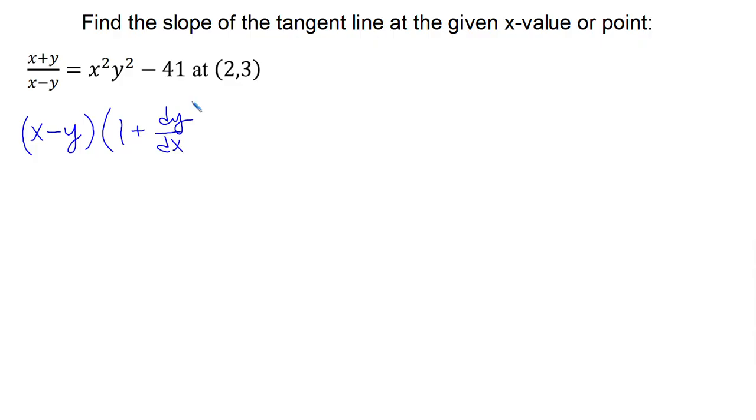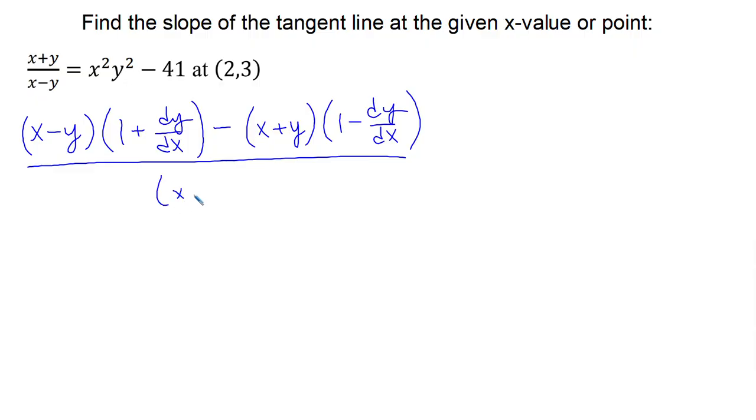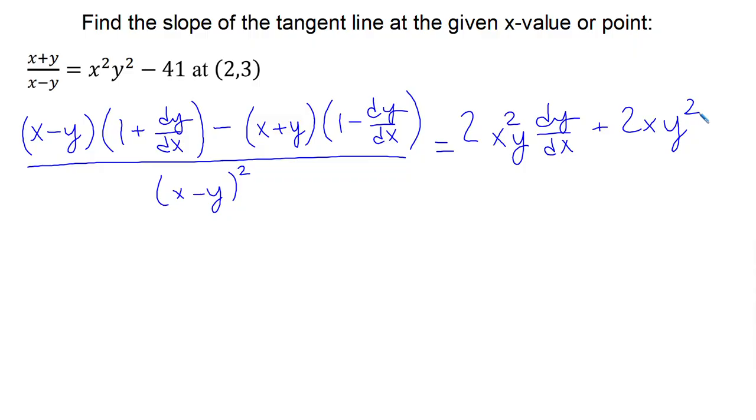So we have (x - y) times (1 + dy/dx), minus our u, which is x + y, times the derivative of x - y, which will be 1 - dy/dx. And then that's all going to be divided by (x - y) squared. And then on the right-hand side, we're going to have the derivative of x squared y squared. So that's going to be x squared times the derivative of y squared, which is 2y dy/dx, plus the derivative of x squared, which is 2x, times y squared. And then the minus 41 just goes away because the derivative of a constant is 0.